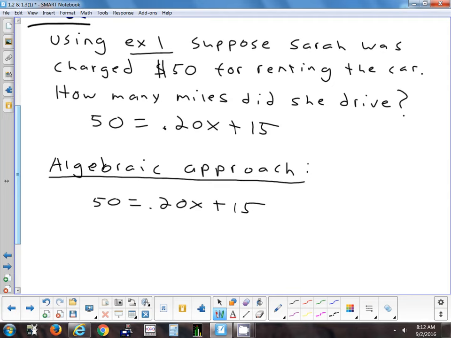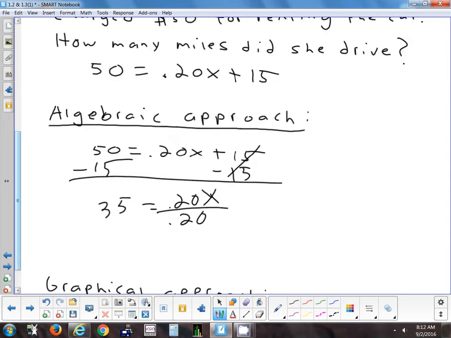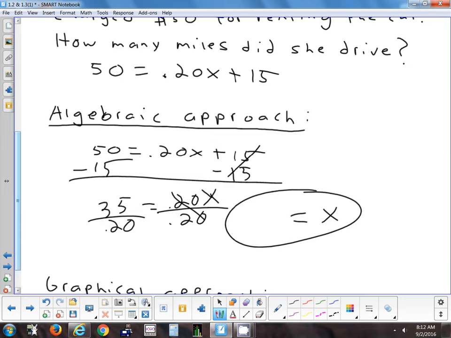Subtract 15 from both. Perfect. I'm going to subtract 15 from both sides, which is going to leave me with 35 equals 0.20x. And Grayson, what would my last step be to get x by itself? Yep. I'm going to divide by 0.20 and 0.20. And if I do 35 divided by 0.20, how much is it? 175? All right, thank you.